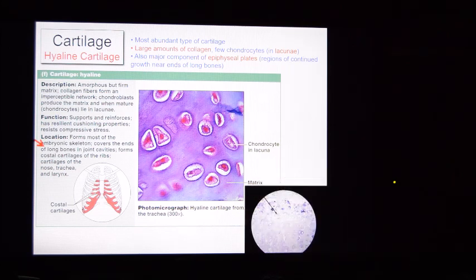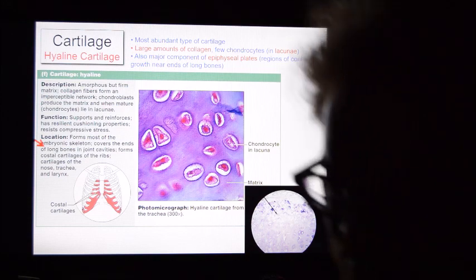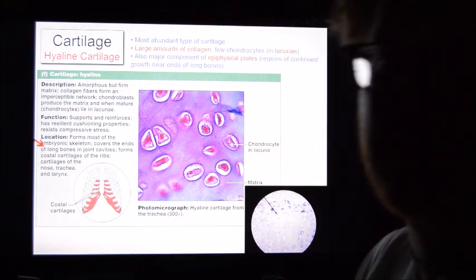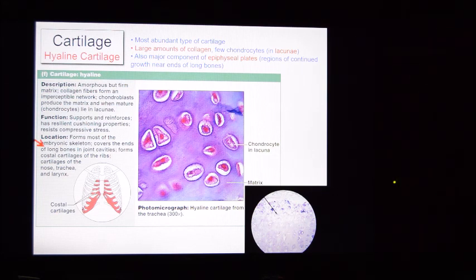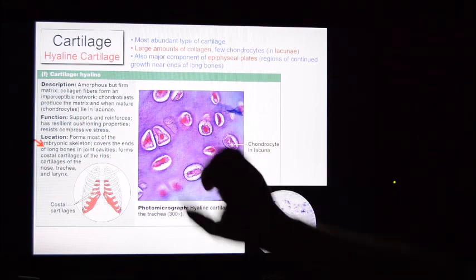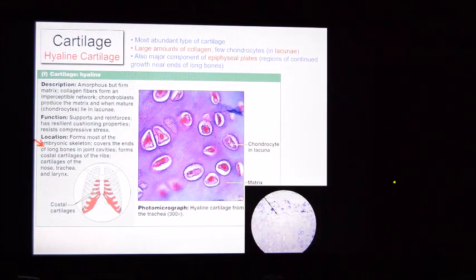This is the most prevalent cartilage in your body, and the reason for this is the cartilage that gave rise to your initial skeleton for the most part. So your fetal skeleton was almost entirely hyaline cartilage. That still survives to this day. Like around your ribs, all that cartilage is hyaline cartilage. Your articulating cartilage, your hands, feet, any of your joints, that's all almost entirely hyaline cartilage.